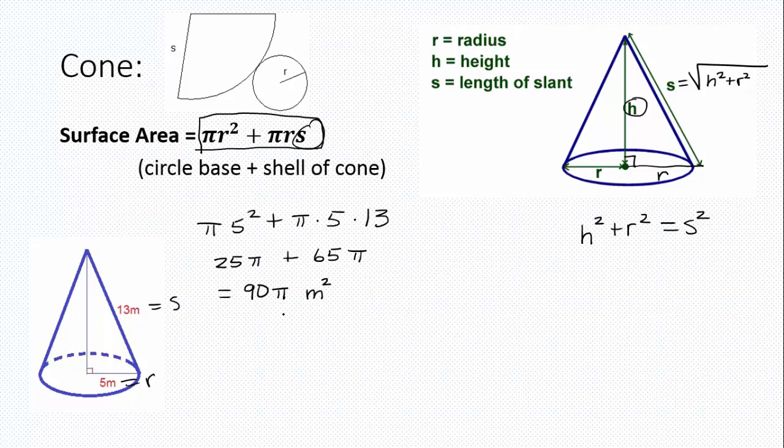And once again, that is an exact answer. If you need a decimal approximation, you plug in a decimal for pi and round to the appropriate number of digits. And that is surface area in a nutshell.